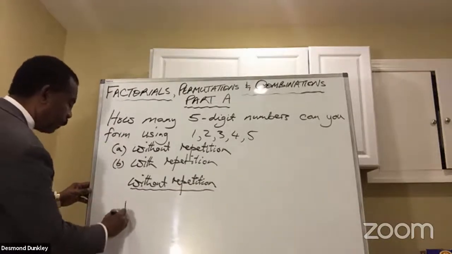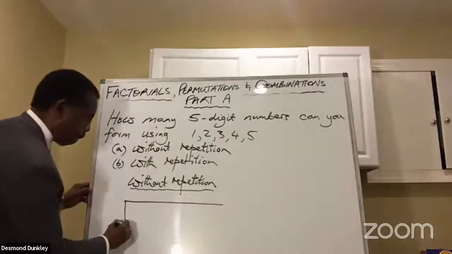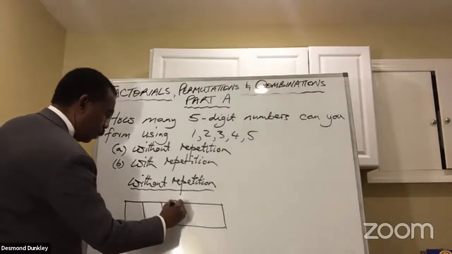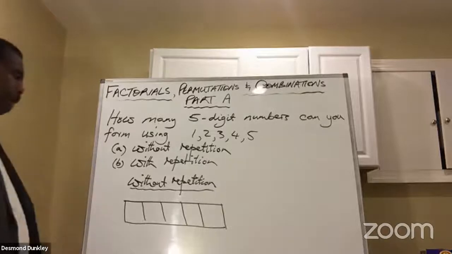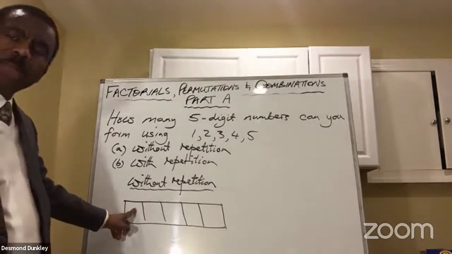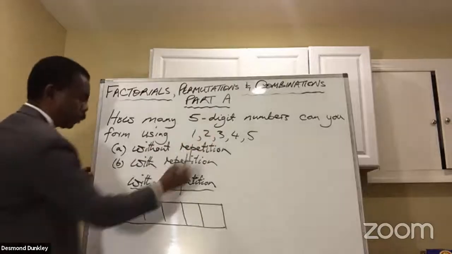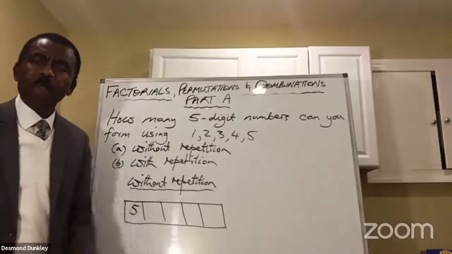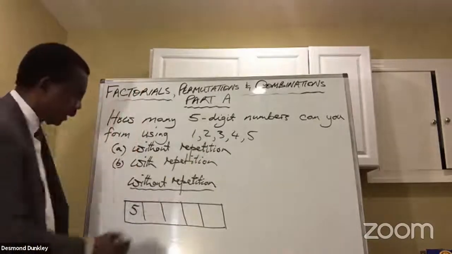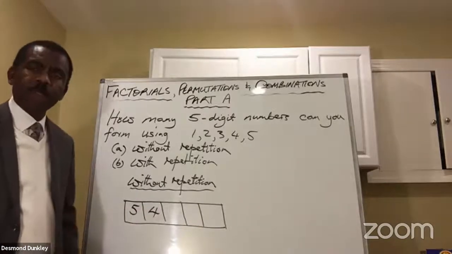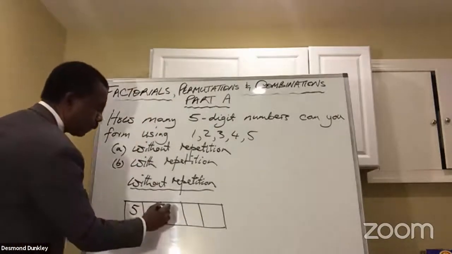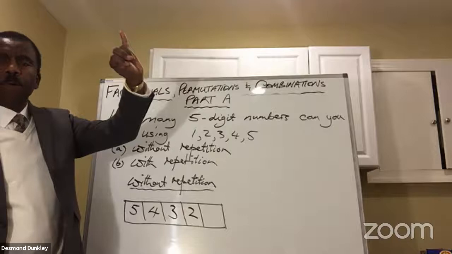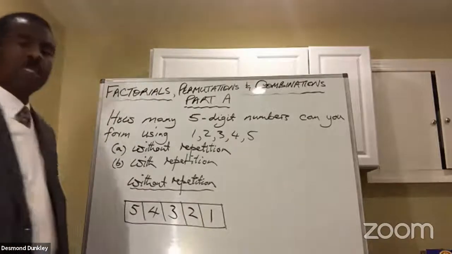We have 5 positions. How many choices do we have for the first spot? There are 5 to choose from, so any one of the 5 can be used. So now that we have used one of them, we now only have 4 left. So the second spot has 4 choices. Now that we have used 2, we have 3 left. Now that we have used 3, we have 2 left. Now that we have used 4, there's only 1 left for this position here.